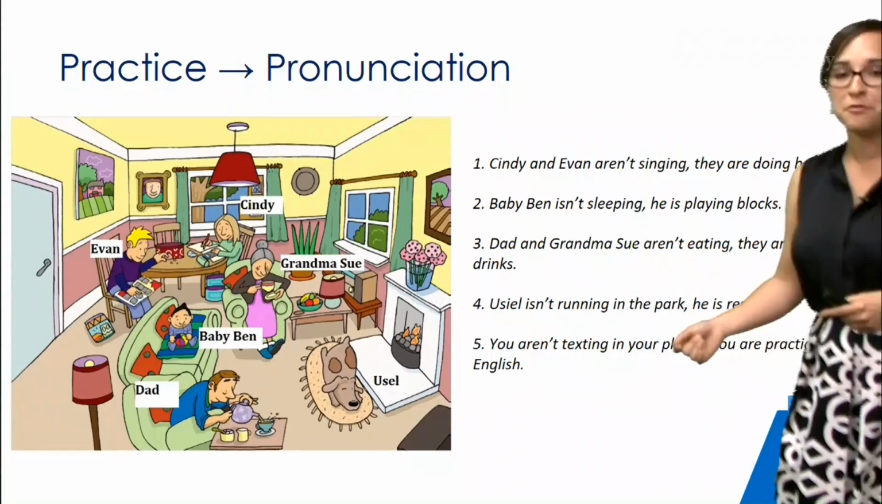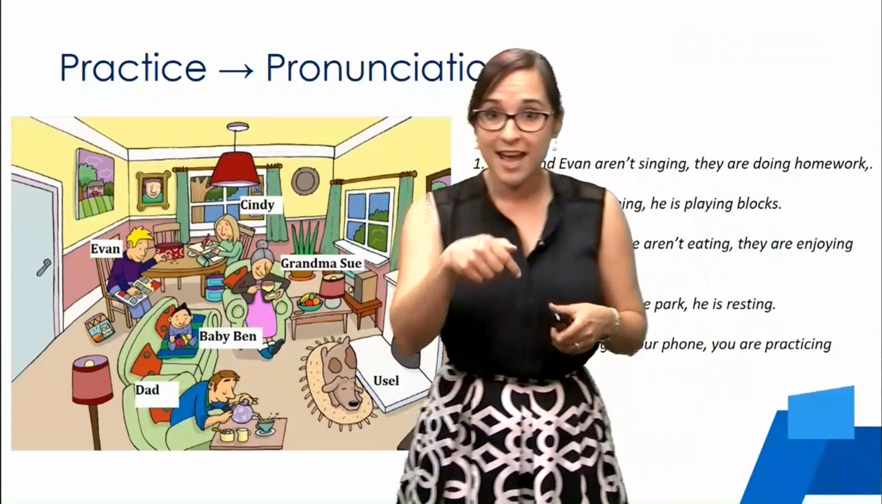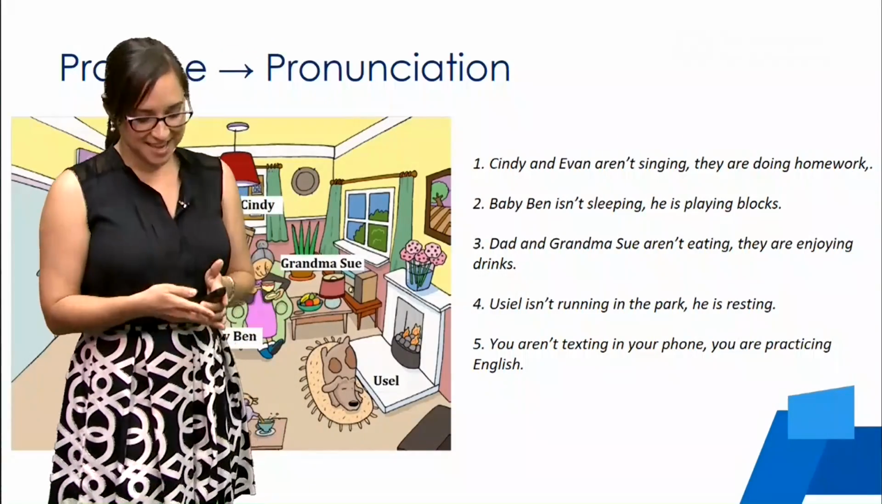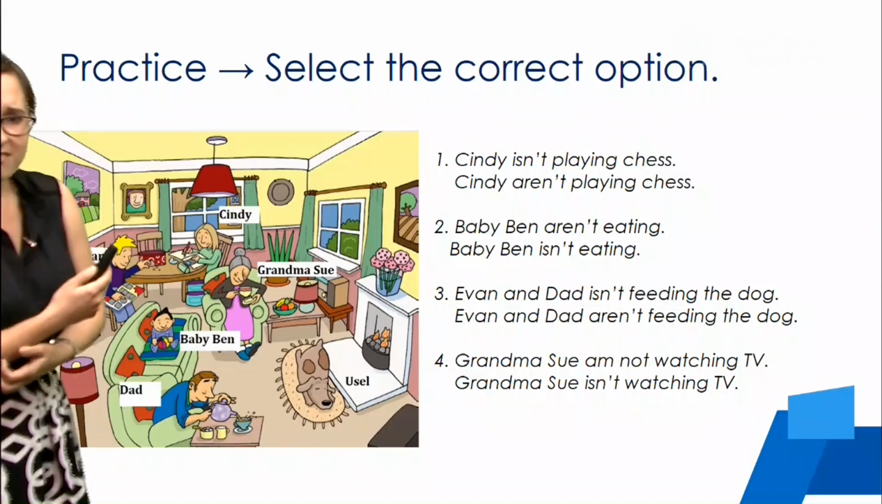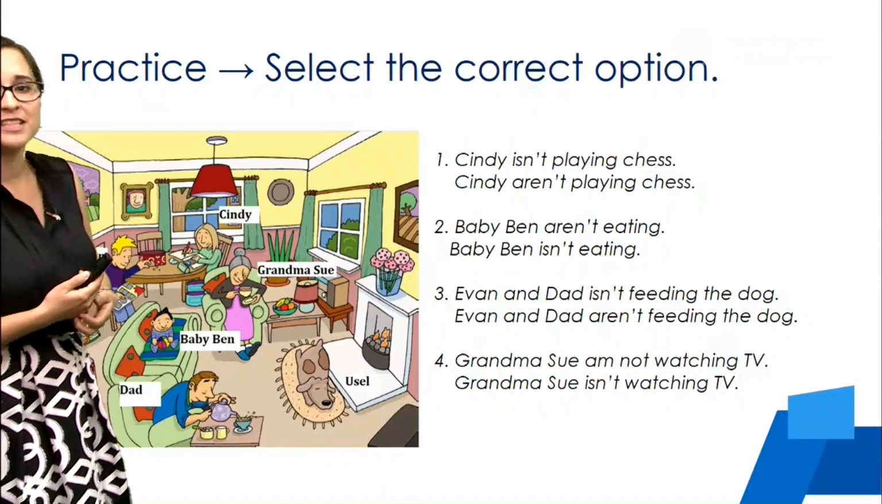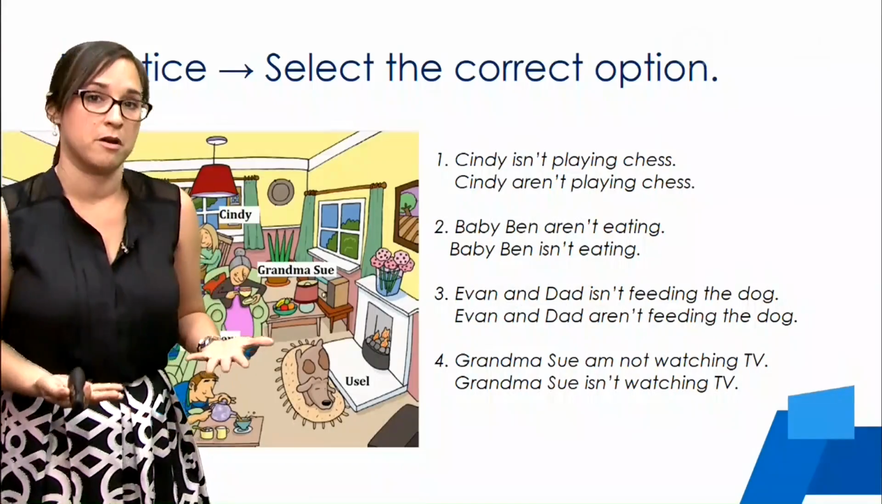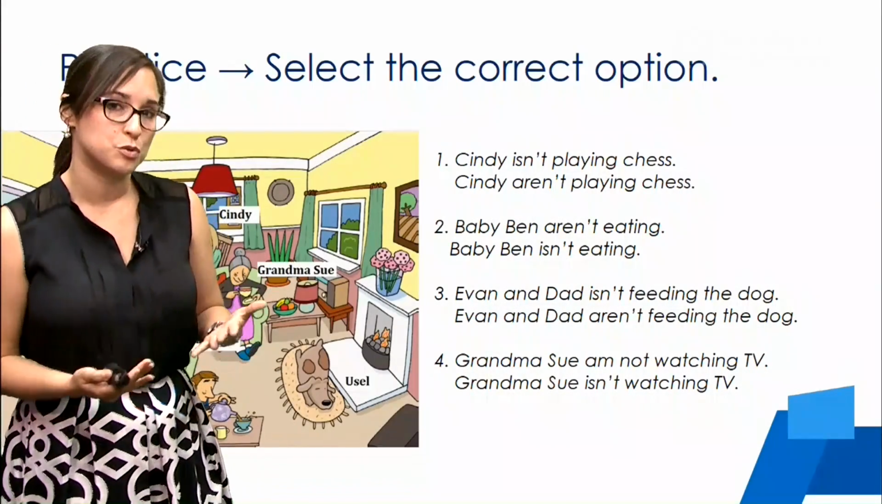And finally, number 5, you aren't texting on your phone. That's for you. Right now, you aren't texting on your phone, are you? You are practicing English. And well, now we have an exercise for you. You need to select the correct option. This has to do more with grammar, more with the verb to be that you have to choose.